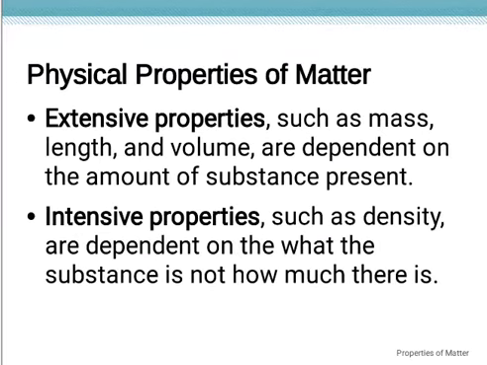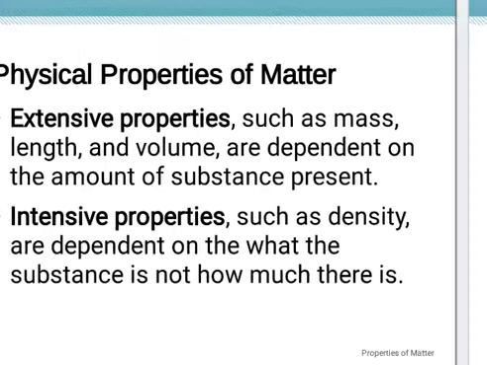Physical properties of matter are extensive properties, such as mass, length, and volume. And these ones depend on the amount of the substance present. So extensive depends on the amount. And on the other hand, intensive properties, such as density, are dependent on what the substance is, not how much there is. So the big takeaway here is that intensive properties are really specific to specific types of matter.